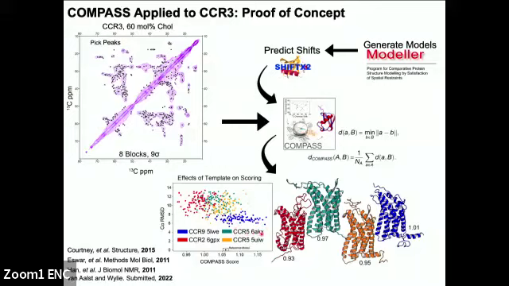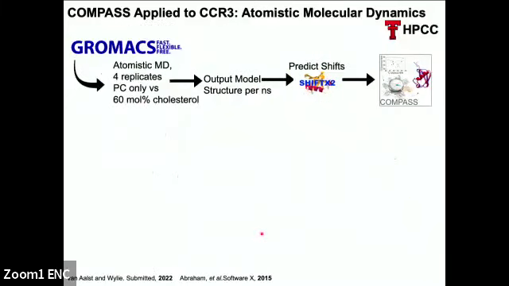And so then we started wondering, could we actually use this method to figure out what the protein is actually doing in the bilayer? And so what we did is at 37C, which is the same temperature as the experimental spectrum, we performed 4 atomistic MD replicates. 4 of them were going to be in just a POPC bilayer, and the rest were going to include 30% by mass cholesterol. And so we took our output model, we predicted the shifts in Compass.